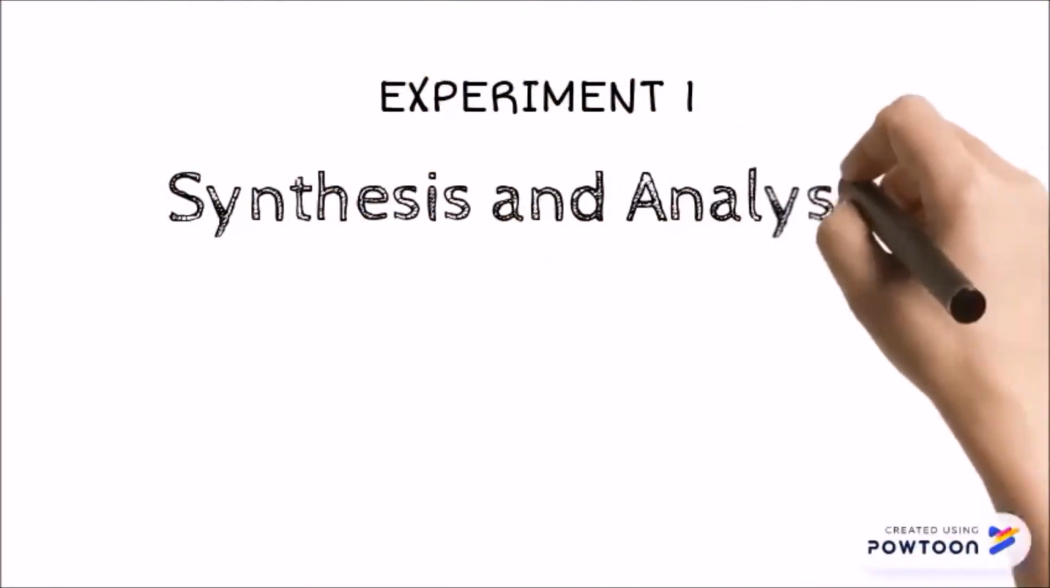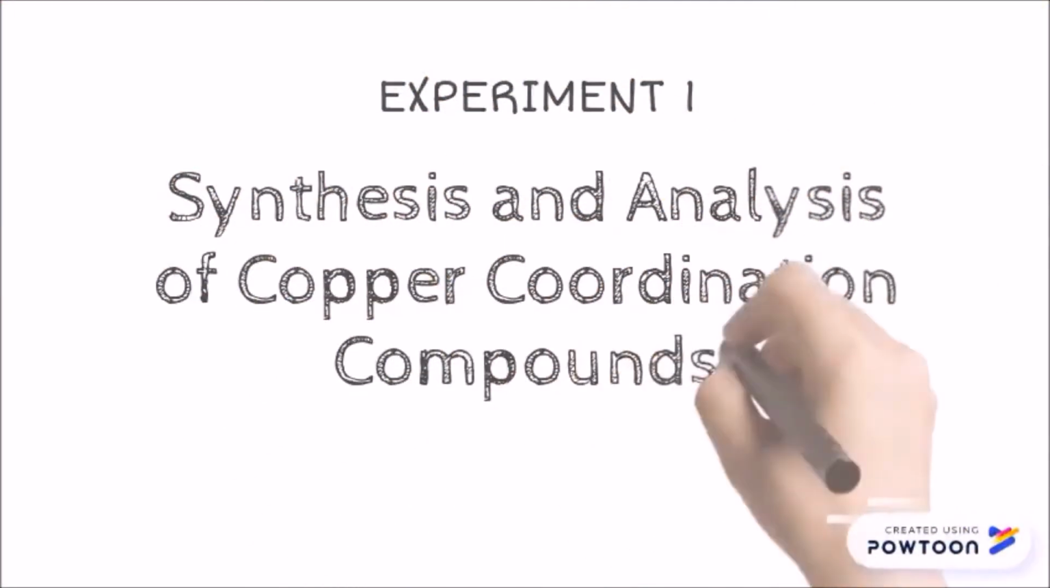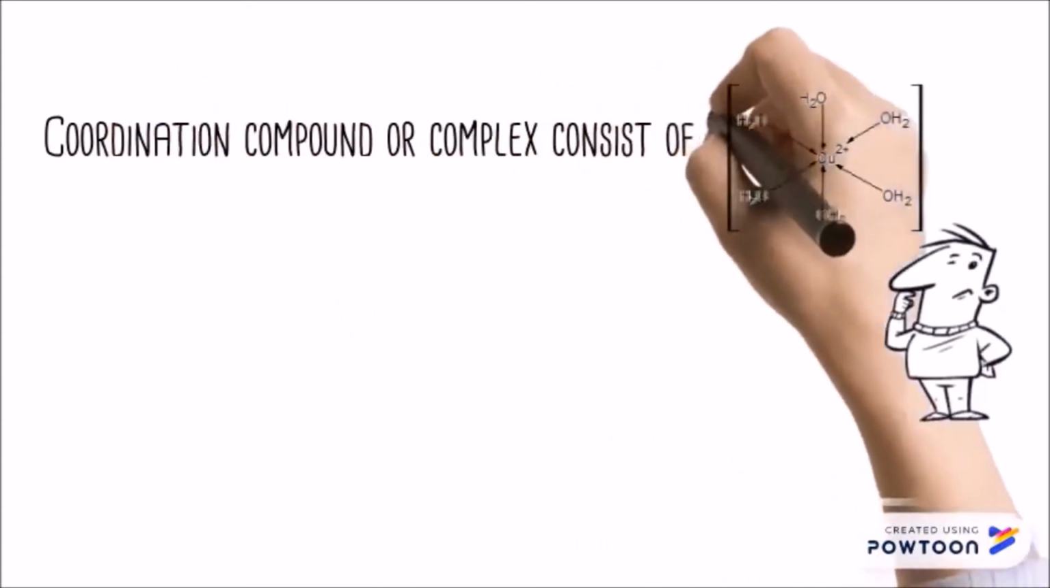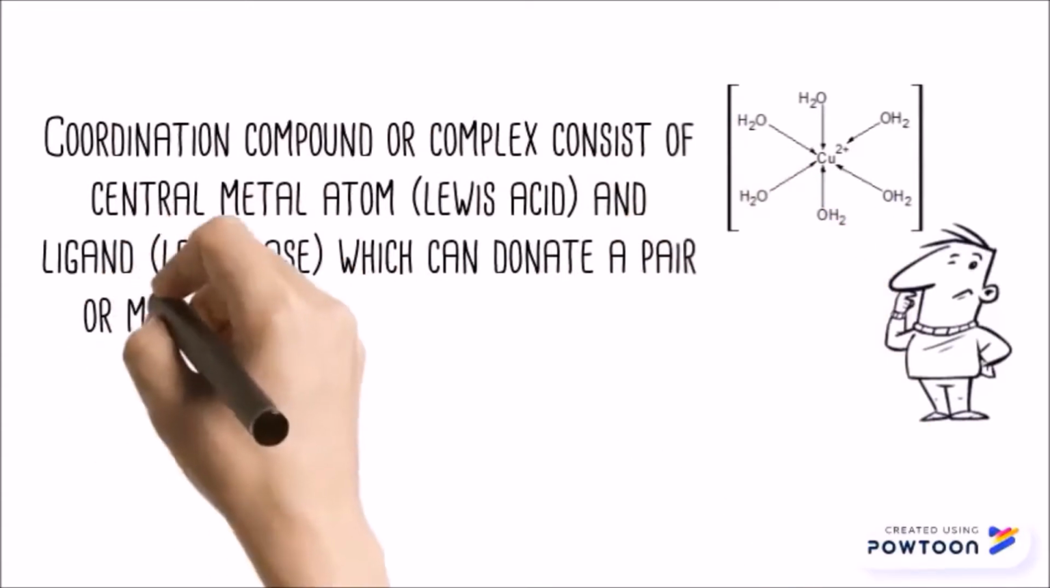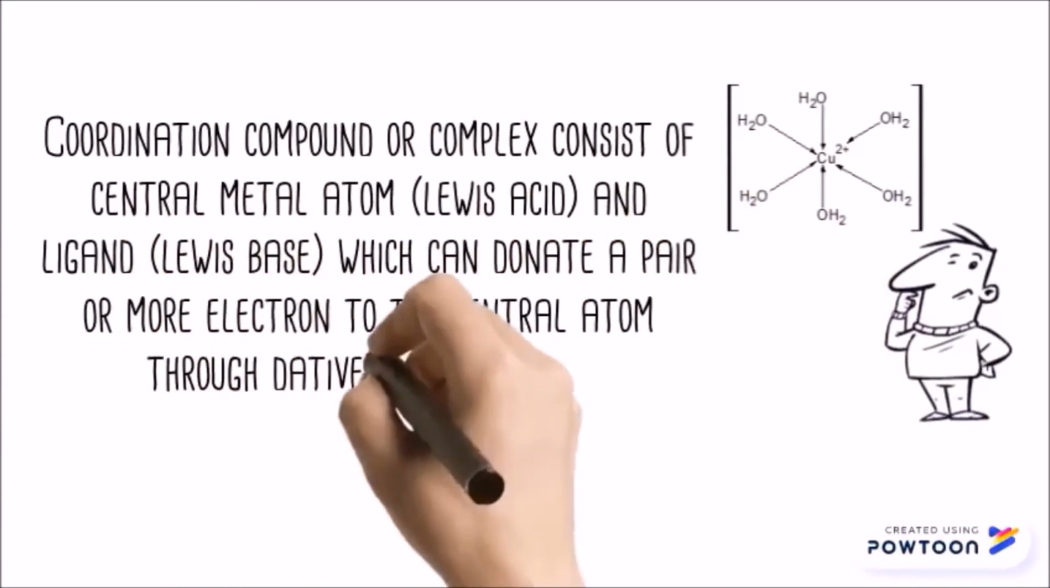Experiment 1. Synthesis and analysis of copper coordination compounds. A coordination compound or complex consists of a central metal atom, a Lewis acid, and ligands, Lewis bases, which can donate a pair or more of electrons to the central atom through a dative covalent bond.